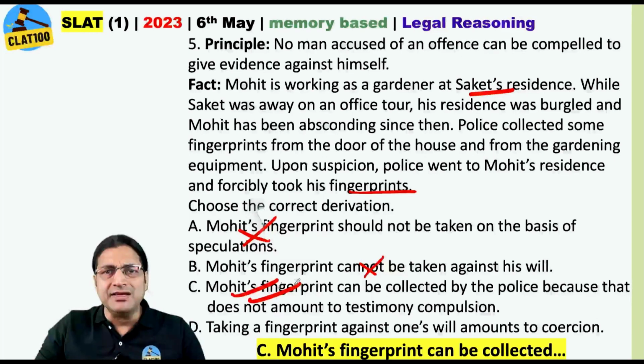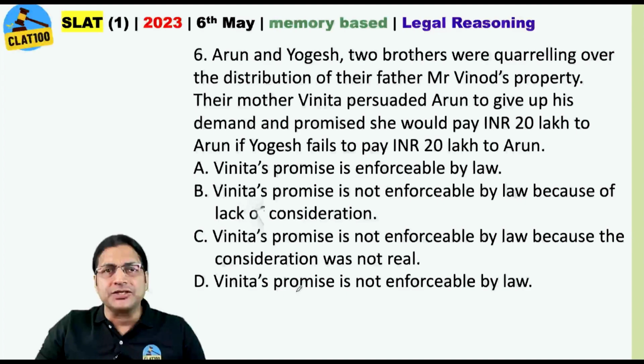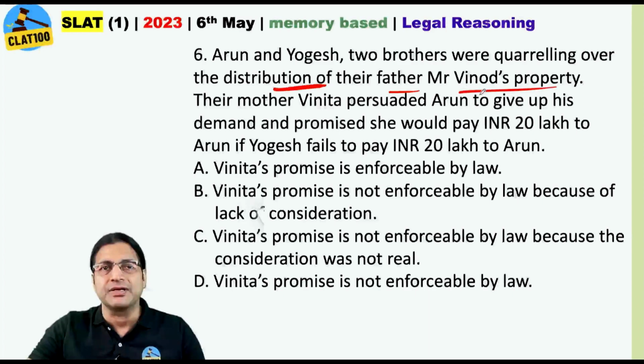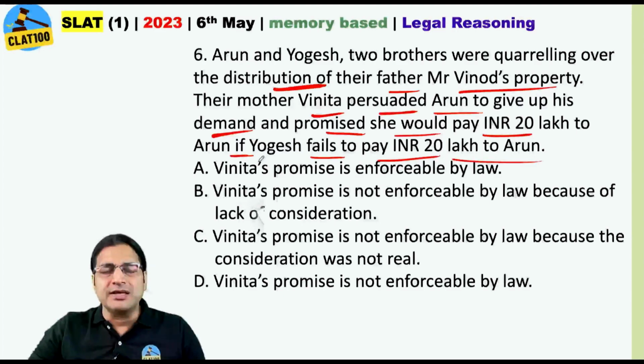Option C. Arun and Yogesh, two brothers, were quarrelling over the distribution of their father Mr Vinod's property. Alright. Their mother Vinita persuaded Arun to give up his demand and promised she would pay 20 lakh rupees to Arun if Yogesh fails to pay 20 lakh rupees to Arun. Okay, then we have to decide whether it's a valid contract, whether it's enforceable or not.